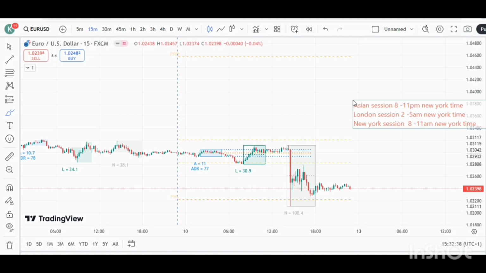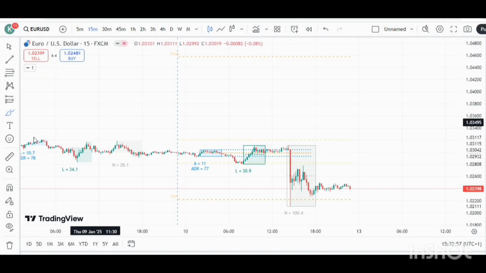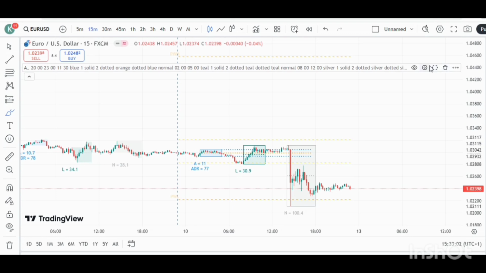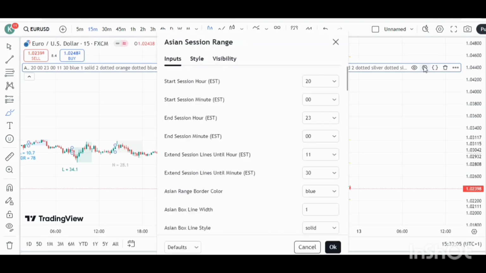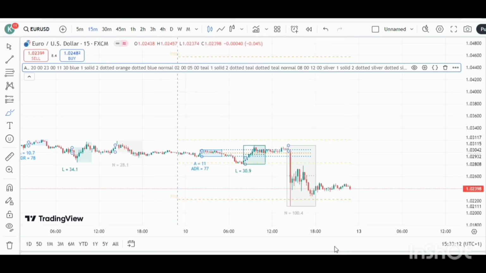After you have set your time, for those of us that are using TradingView, you can just come to this indicator settings here to set your own timings. I already set mine, so you can set your own timings. Okay, so now how do we use this strategy?